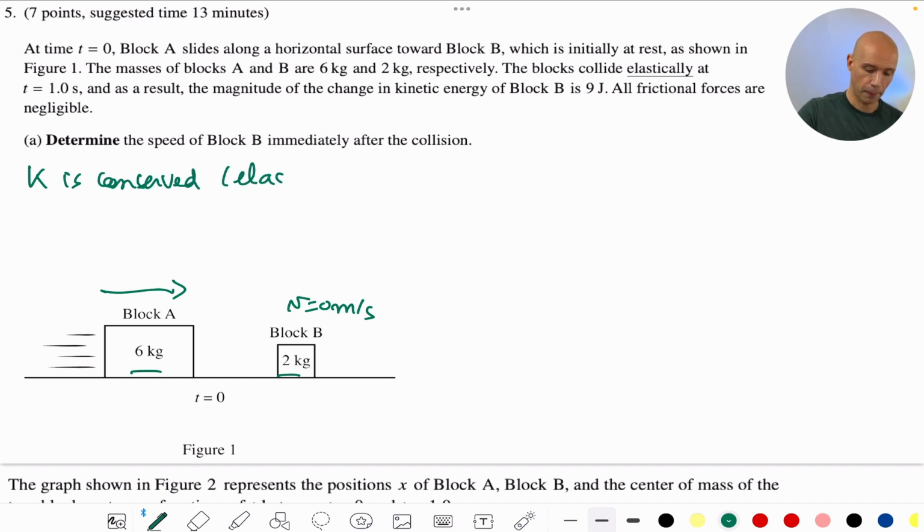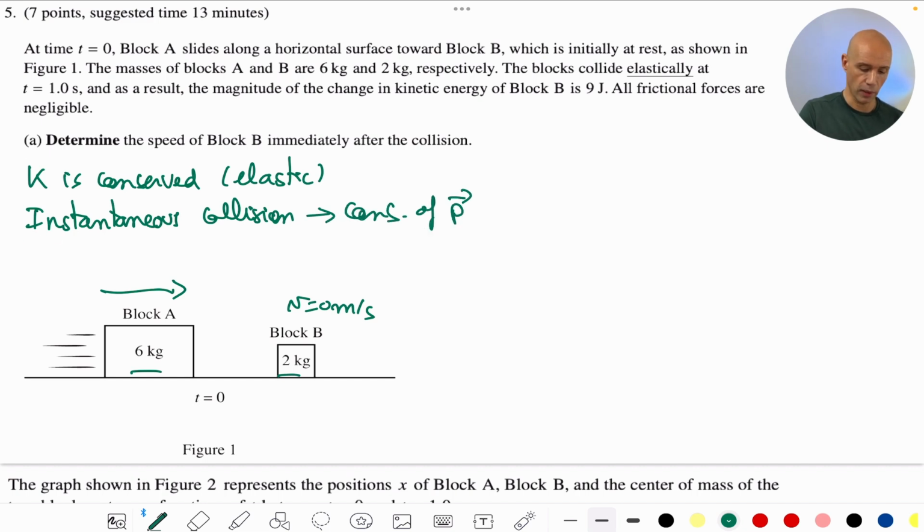Now, also in an instantaneous collision, you have conservation of linear momentum. That's always. But if it's elastic, in addition to that, you have conservation of kinetic energy. Remember that kinetic energy is 1/2 of mv squared. Alrighty, and there is no friction. Cool, fine, easy. So determine the speed of block B after the collision.